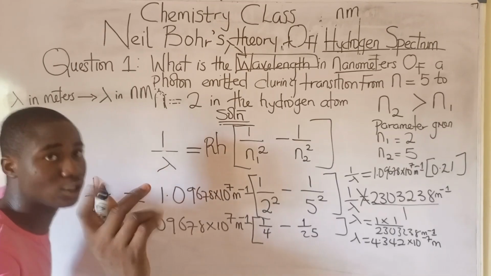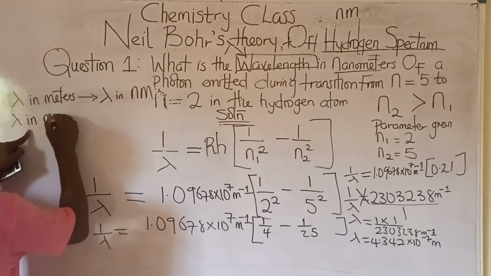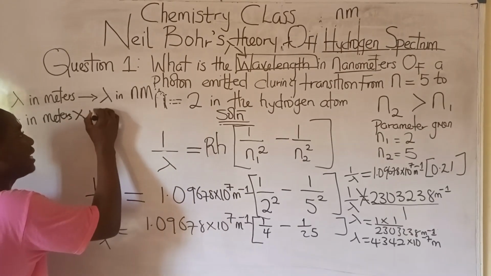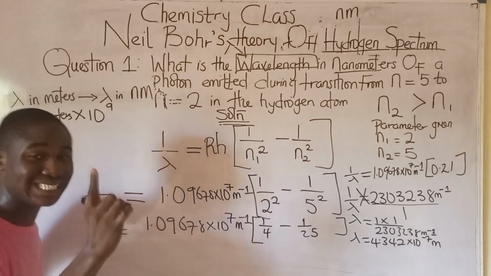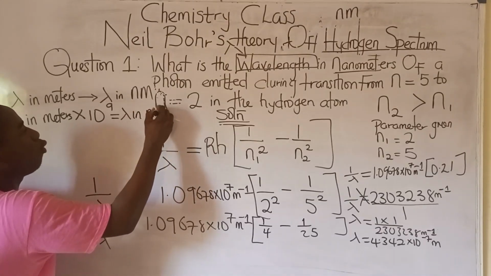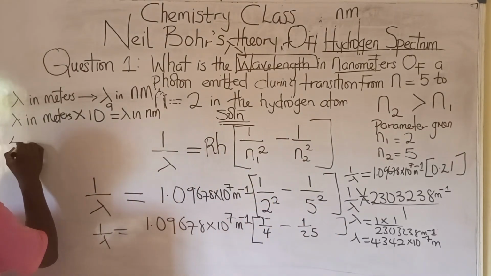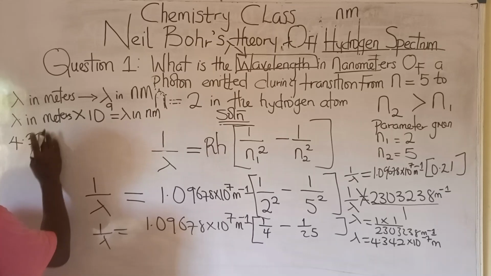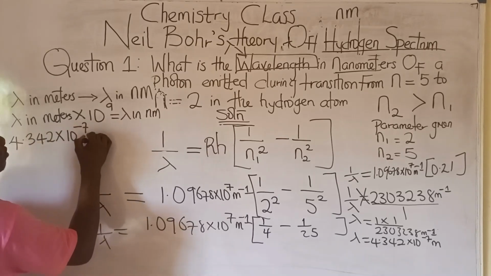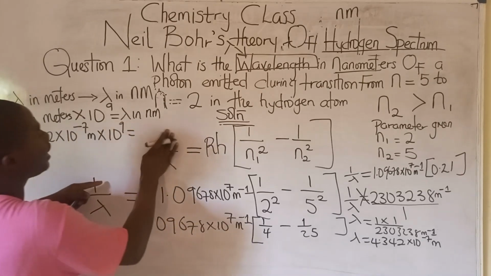Now, how do we do that? Just watch. We do that by taking the value for wavelength in meters times 10 raised to the power of 9. This is very important. Doing this, you get this value specifically in nanometers. Now watch. What's the value in meters? We simply bring it by saying 4.342 times 10 raised to the power of minus 7 meters times 10 raised to the power of 9. We have a value in nanometers.